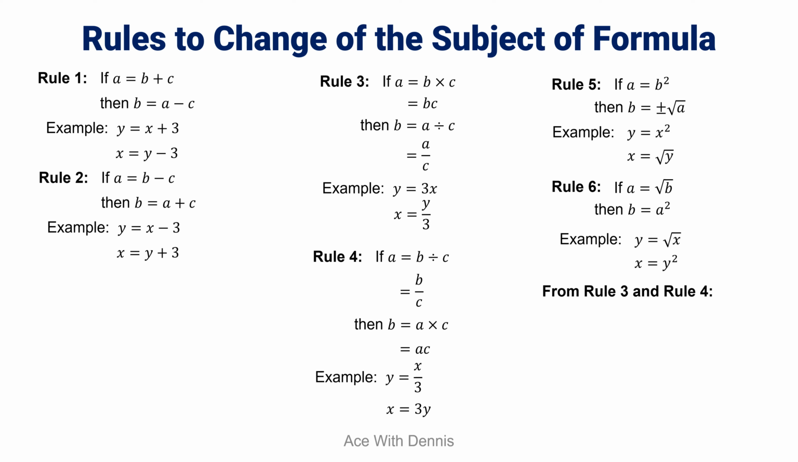Also, from rule number 3 and rule number 4, we can combine them together. Like if a equals a fraction m over n multiplied with b, then b equals a times n over m. Here's an example. Y equals 5 over 7x, then x equals 7 over 5y. As you can see from here, the fraction, when we change to another side, it becomes reciprocal. So remember all these rules.